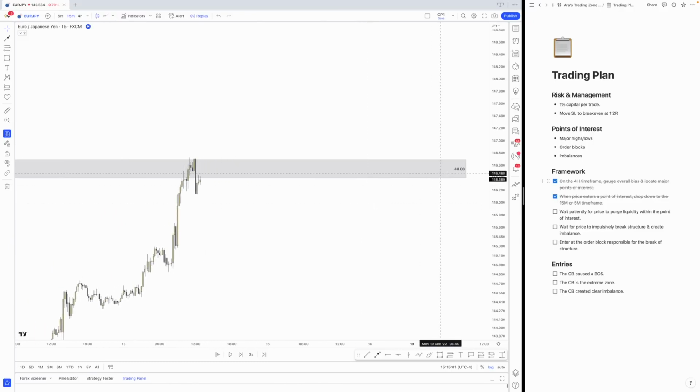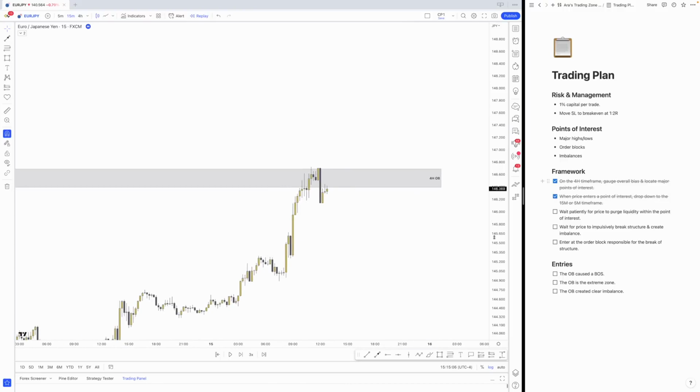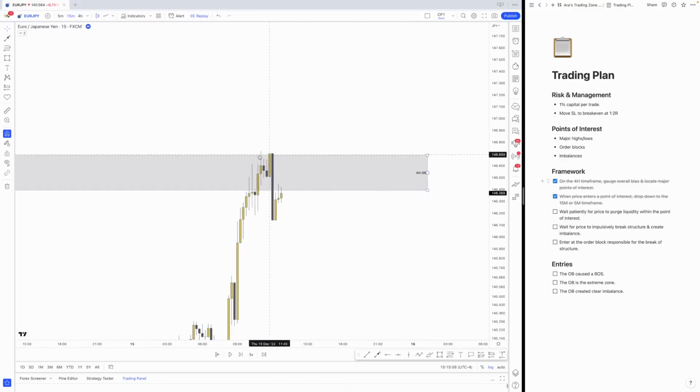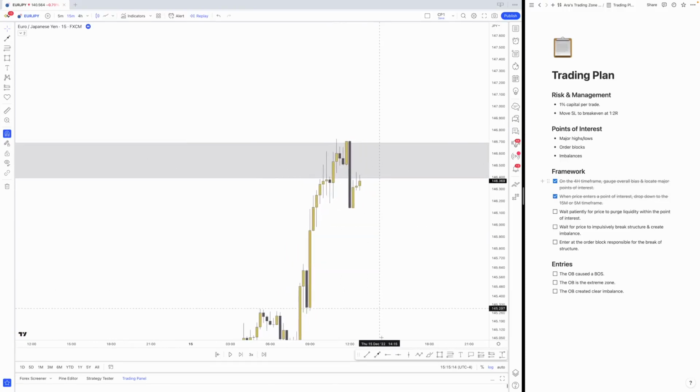Let me clean this up a little bit. I'll pull the order block zone back and we'll really zoom in on what's happening here. So even though price violated the order block to the upside, we saw this immediate push back to the downside, and it actually created an immediate change of character too. This was the recent low, and price violated that low. So that's our change of character.